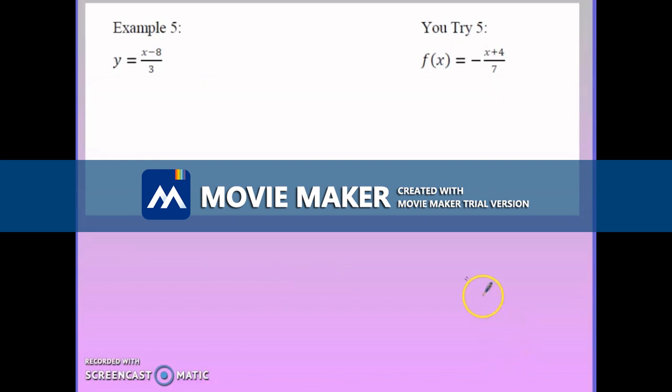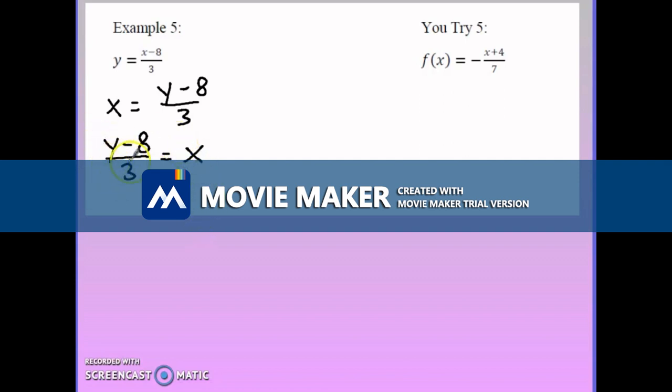Okay, so we've seen some that ended up in fraction form, so let's look at if they begin in this fraction form. So the whole thing is a fraction in example 5. And again, first step is to switch your y's and your x's. So it'd be x equals y minus 8 over 3. Reflect it, y minus 8 over 3 equals x.